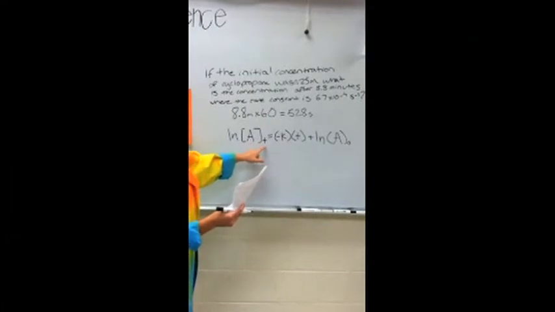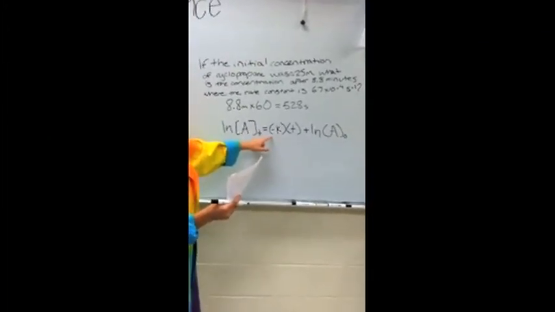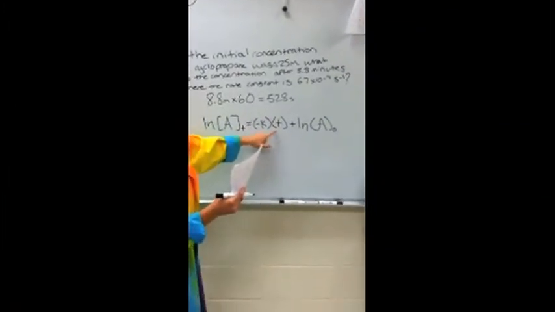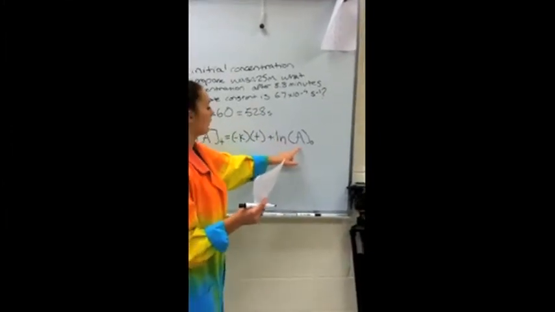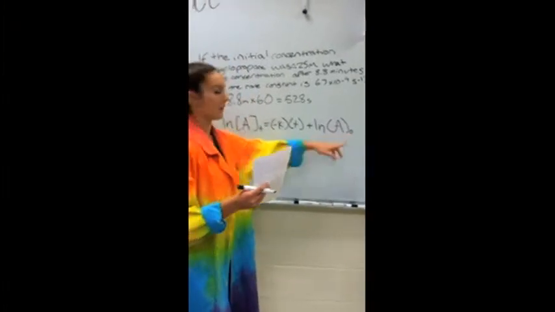So now, this is the equation we're going to use for the problem, and it's natural log of the final concentration, and concentration you can see is dependent on t, time, equals the negative constant multiplied by time plus the natural log of the initial concentration, and that's what the 0 here stands for.